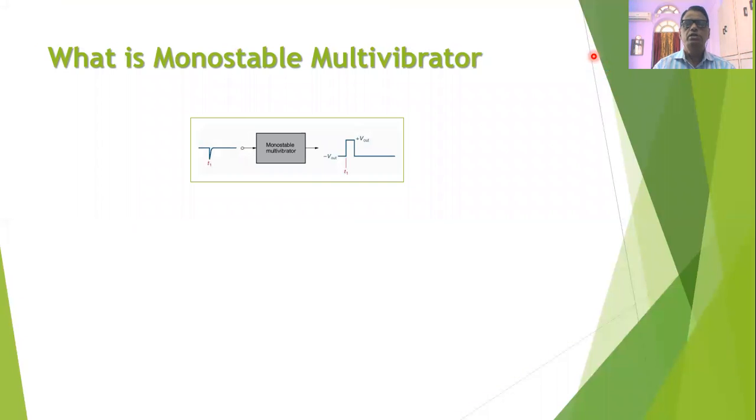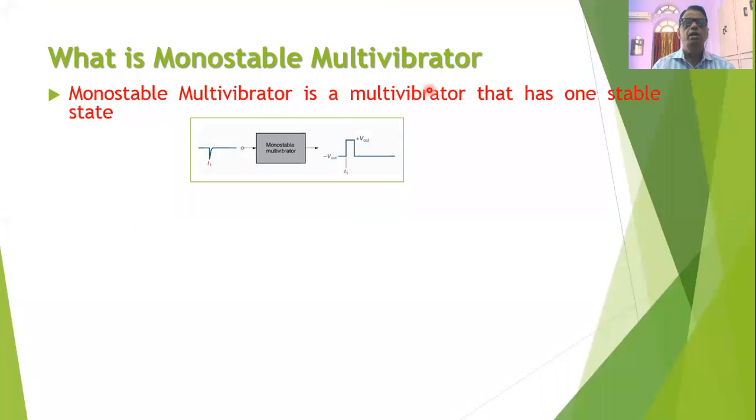So let us start the session: what we mean by monostable multivibrator. As we know, a multivibrator is an electronic circuit which has two states. These two states can be either a stable state or a quasi-stable state. Monostable multivibrator is a multivibrator which has only one stable state, and that is the reason it is called monostable. Mono stands for one. This multivibrator will have one stable state and one quasi-stable state.